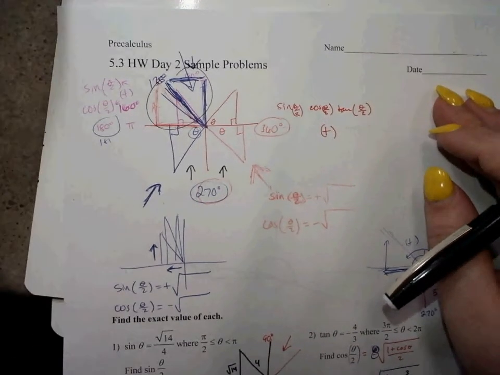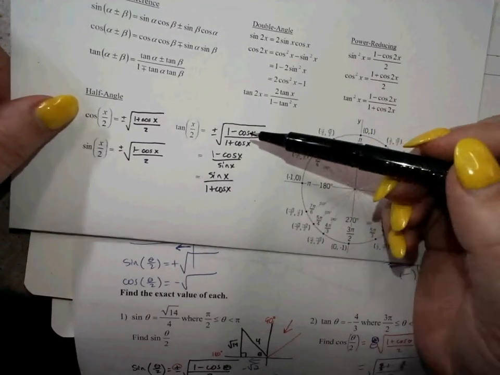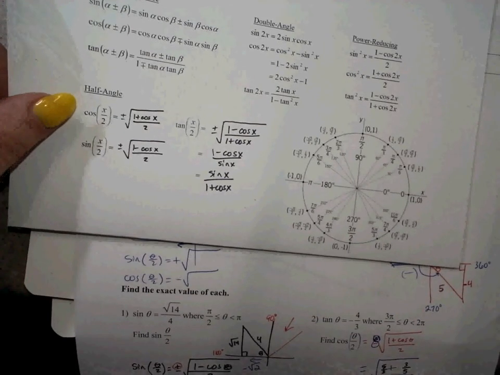Okay. I hope that helps. You don't have to worry about the sign on tangent, because the sign will appear naturally unless you use this one, in which case you do have to think it out.